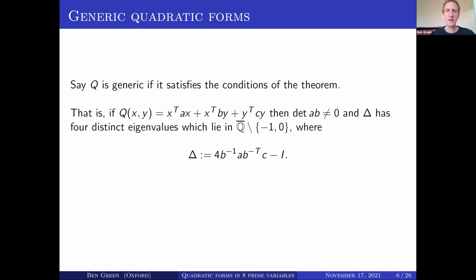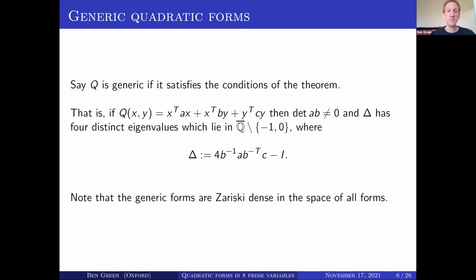Okay, so there are some slightly technical conditions, but the main point about this is that generic forms are Zariski dense in the space of all forms. So in other words, being not generic, so not satisfying these conditions, is an exceptional situation. It's a positive codimension set of quadratic forms. So any quadratic form that you write down at random is certainly going to be generic and therefore covered by the theorem.